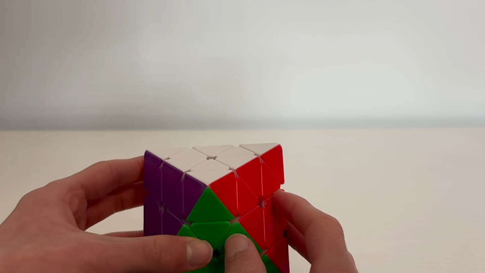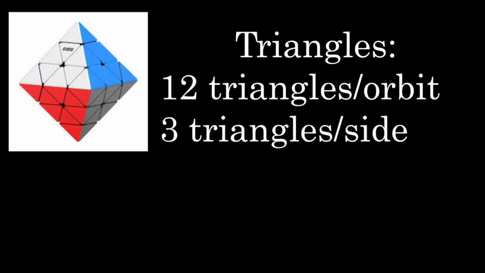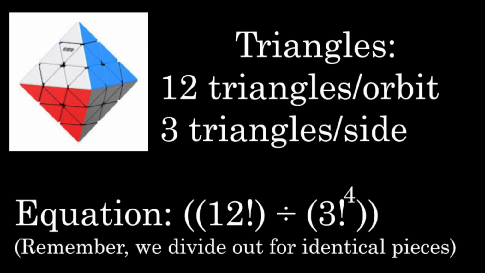This is because of the orbits. We instead have 2 separate sets of 12. Each side has 3 triangles, so the equation is 12 factorial over 3 factorial to the 4 for the 4 sides. There are 2 orbits, so we can square our equation.